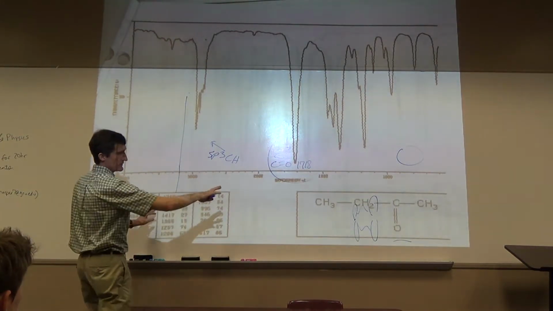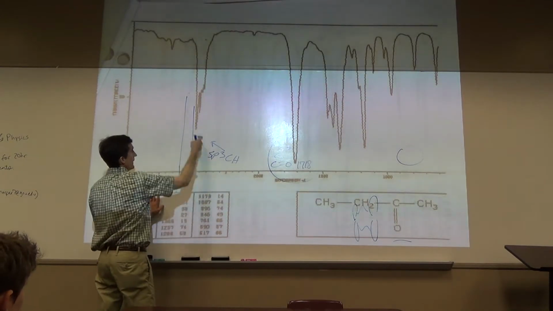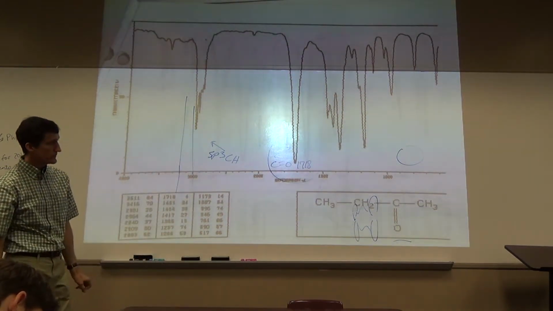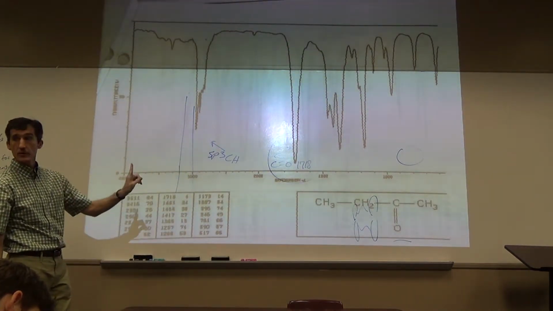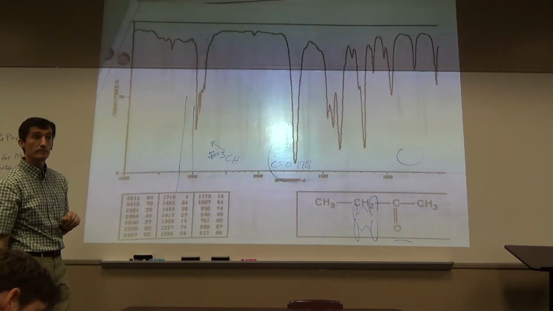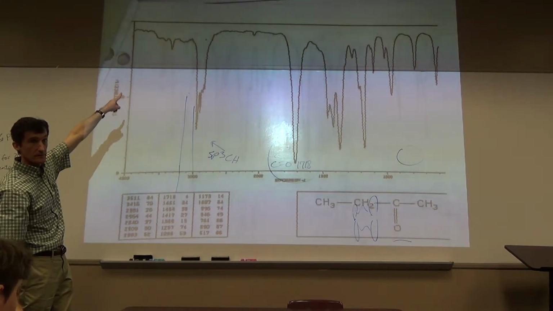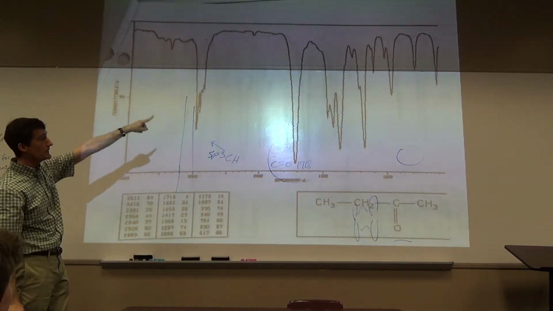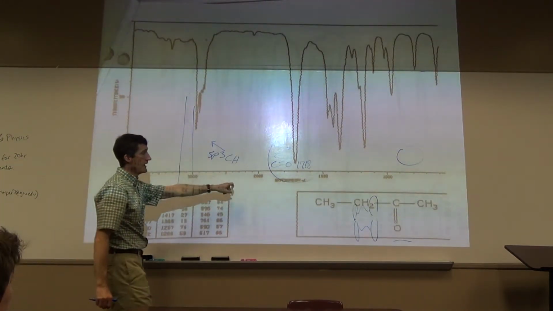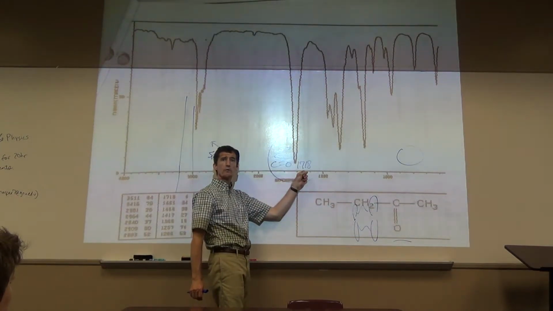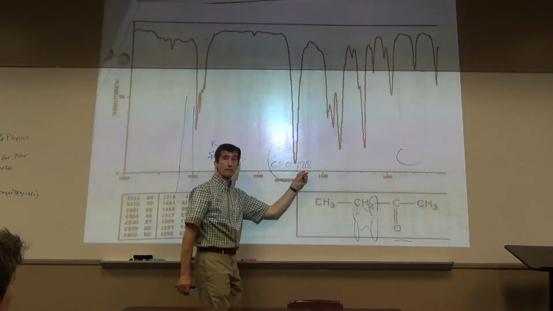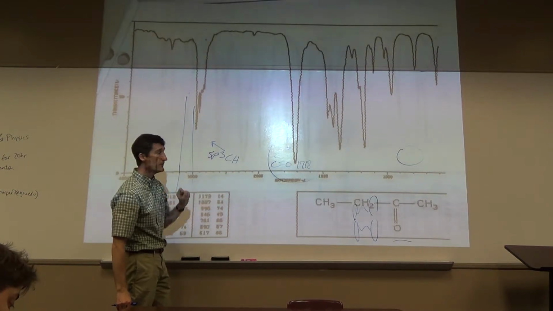And then what else do we have in this here? We have our sp3ch. We also have carbon-carbon single bond, but that's fingerprint. What is this over here? Overtone. Carbonyls often give overtone. What's double this? 34, 36? Okay, 34, 36 minus a touch.